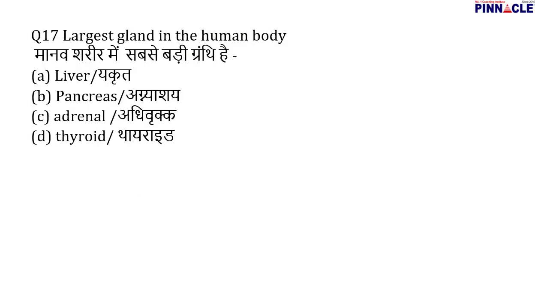Moving to question number 17, we have been asked to name the largest gland in the human body, that particular gland which is the largest in size. For this, the correct answer is liver. It is the largest gland, and it is also the largest internal organ present in our body. So always remember, liver is not only the largest gland, but also the largest internal organ found in our body. So for question number 17, A is the correct option.